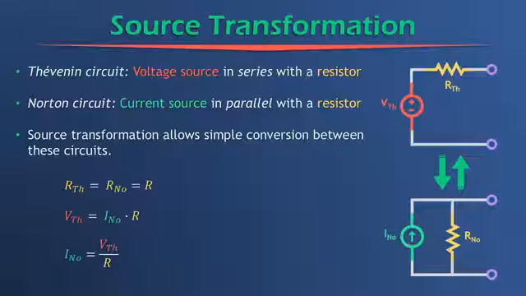And that's how you can do source transformation, turning a Thevenin circuit like this into a Norton circuit like this, and vice versa. It can really help you simplify down circuits and make them easier for you to analyze using the methods that we've already learned.